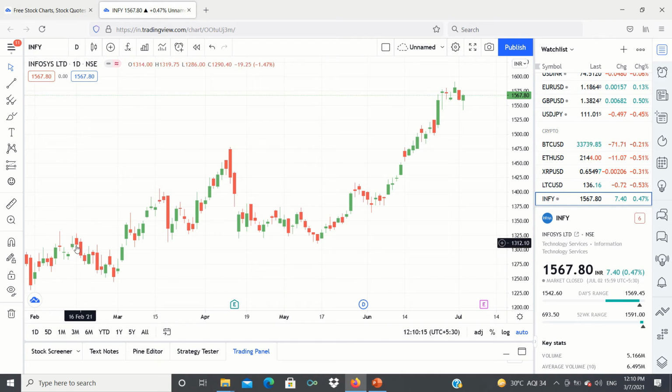If you see a red candle here, next day red candle, next day red candle, what can you conclude? Starting from this day, for the next 2-3 days, Infosys is bearish. If you take any price from this high to this low or this close to this close, for 3 days there is a bearish trend.